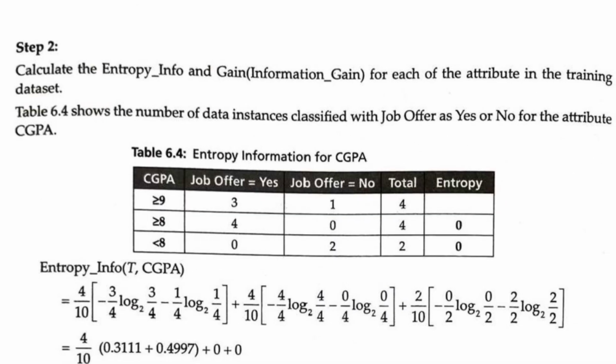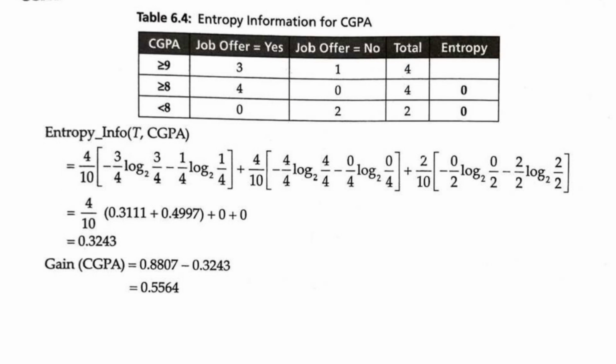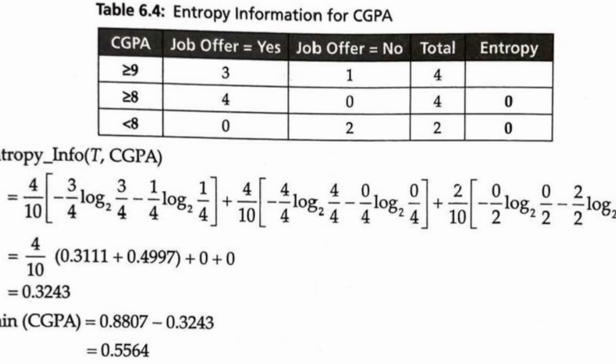Now we have finished the first step. Now CGPA and job offer. For CGPA, there are 3 different cases: greater than or equal to 9, greater than or equal to 8, less than 8. Count job offer yes, how many? Job offer no, how many? Then add the total, then compute the entropy.